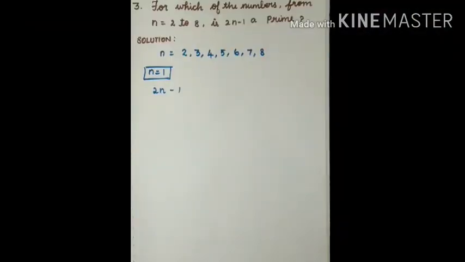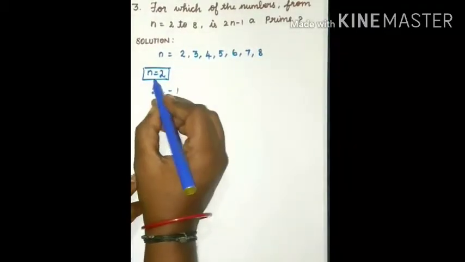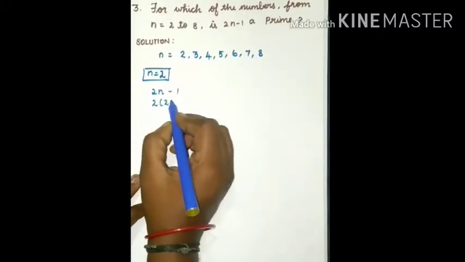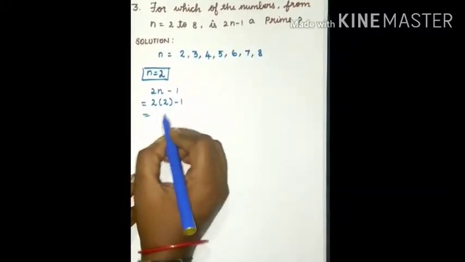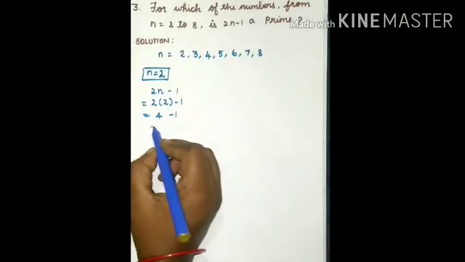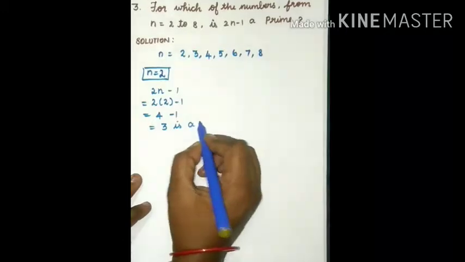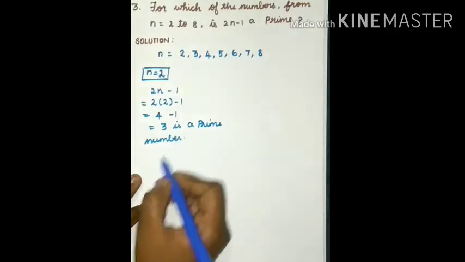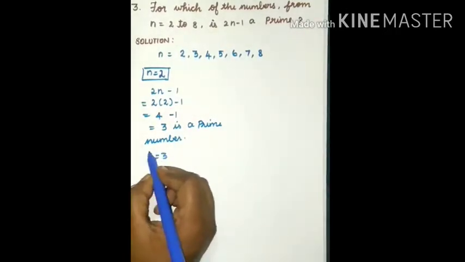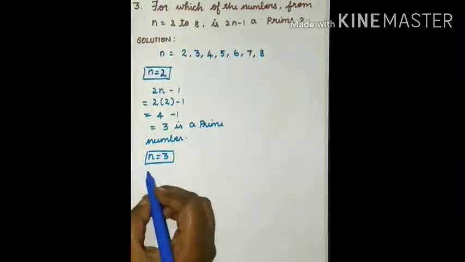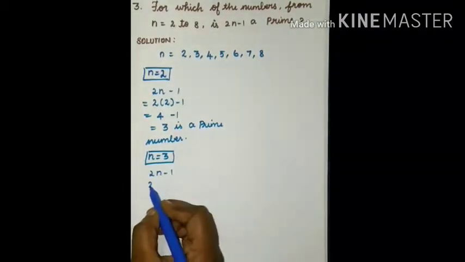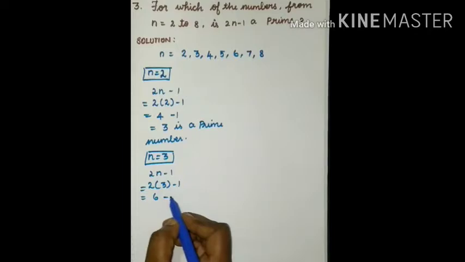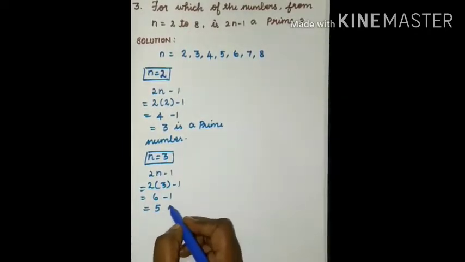First, let us substitute the n value as 2. n equal to 2: 2n minus 1 is 2 into 2 minus 1. 2 2s are 4. 4 minus 1 is 3. 3 is a prime number. And then substitute n equal to 3: 2n minus 1 is 2 into 3 minus 1. 2 3s are 6. 6 minus 1 is 5. 5 is also a prime number.